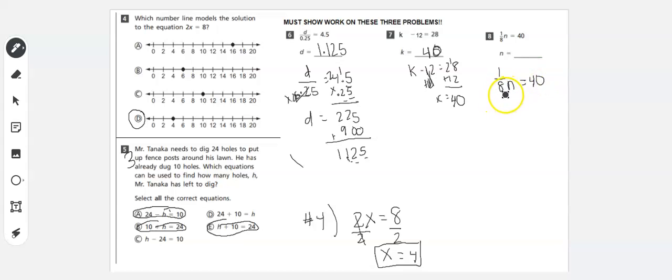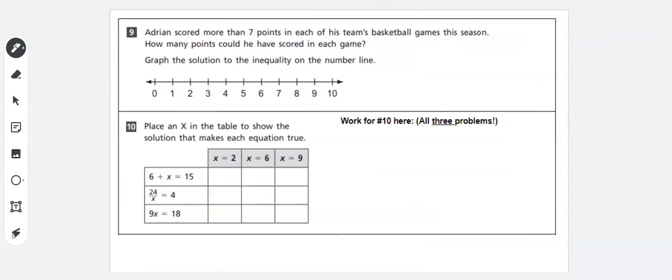The opposite of multiplying by 1/8 is dividing by 1/8. That goes away. I divide by 1/8 over here. 40 comes straight down, and I put a 1 under it. Division changes to multiplication, and then I flip my second number. 40 times 8 is 320. So n equals 320. Okay, let's go on to the next one.